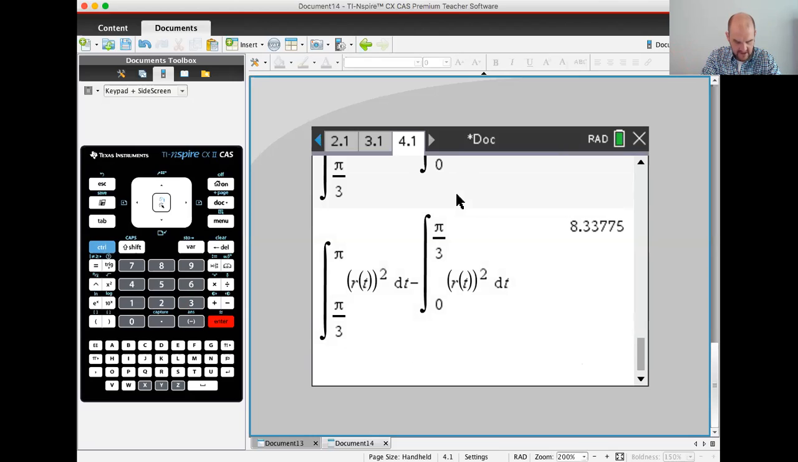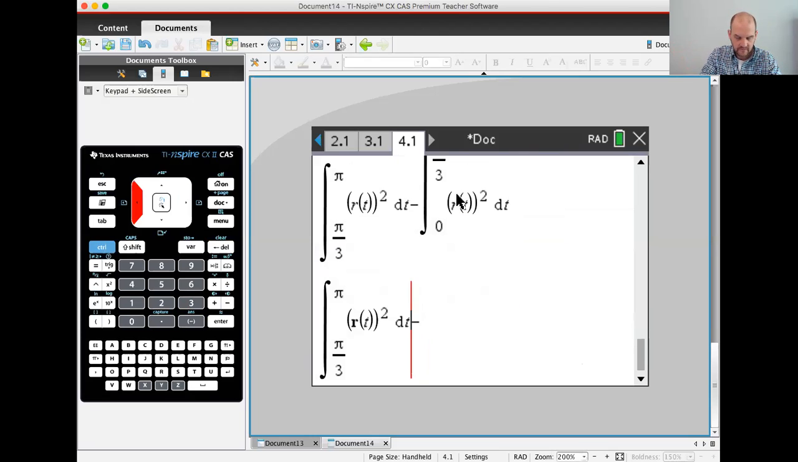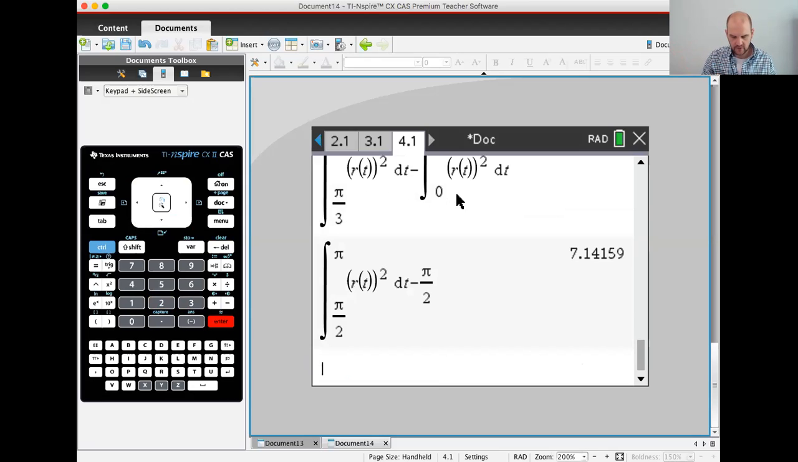Part B, let's borrow something here. It's the integral from pi over 2 to pi. And then we want to subtract off half of a unit circle. So that's pi over 2. 7.142. Next one we want to do almost the reverse.